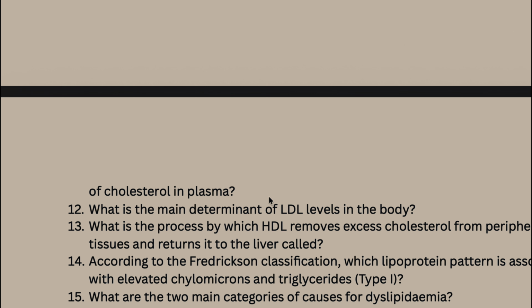Now let's look at question 15. What are the two major causes of dyslipidemia? There are two broad categories: primary dyslipidemia, which are genetic causes, for example familial hypercholesterolemia. And then secondary dyslipidemia, which are acquired causes. Examples of this would be obesity, diabetes mellitus, hypothyroidism, poor diet, alcohol use, and possibly medication.